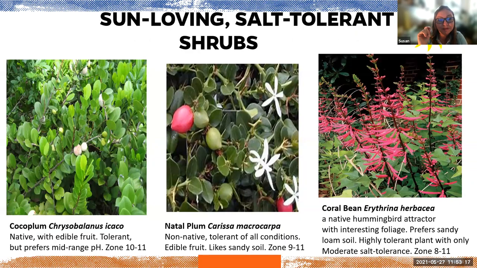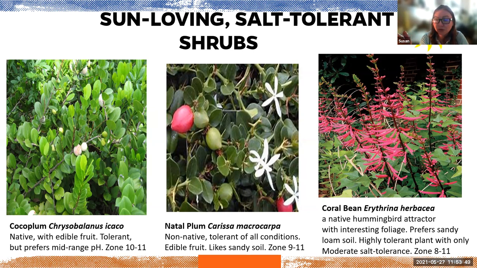And cocoa plum is another native. This one has edible fruit. It's edible for humans as well as other animals. This one is tolerant. It prefers a mid-range pH. The natal plum or carissa, this one is a non-native, but it's tolerant of all conditions. It likes a sandier soil, and it also has edible fruit. It does have thorns, however, but nice large shrub. All of these are large shrubs.